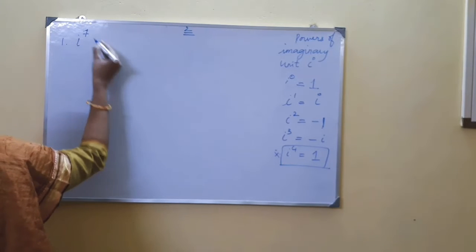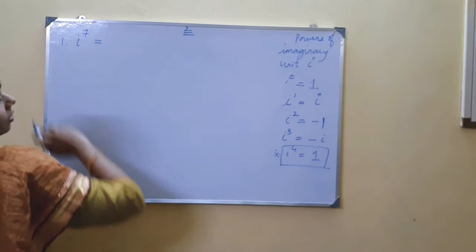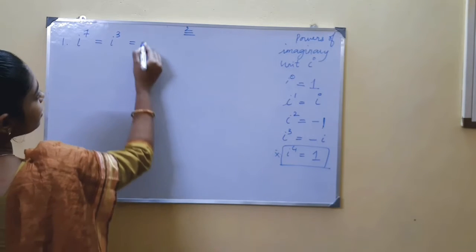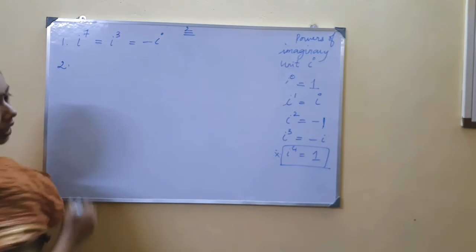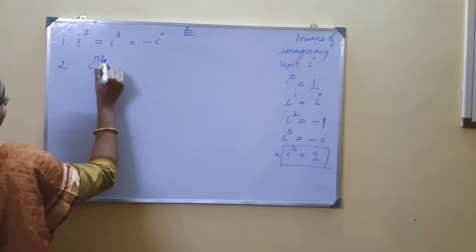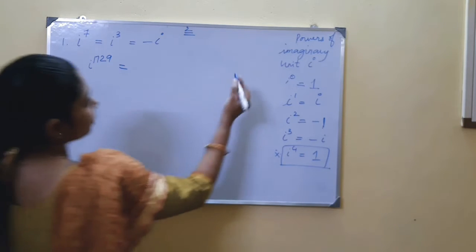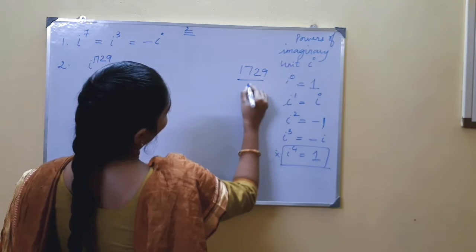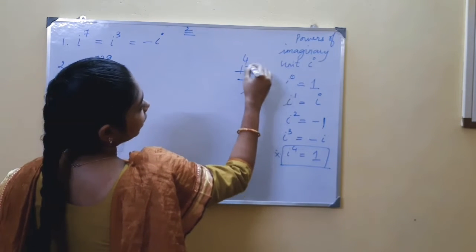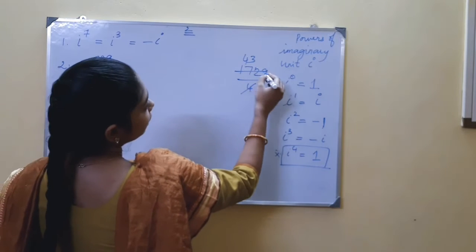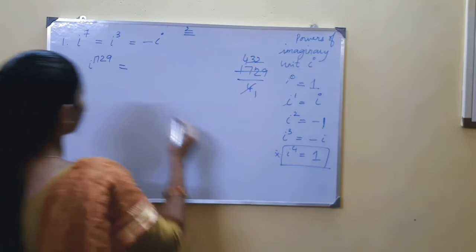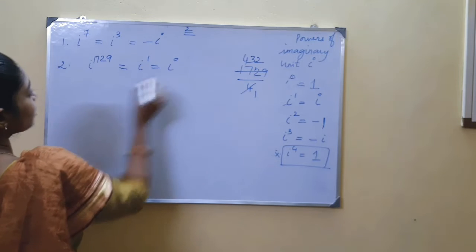First problem, i power 7. When 7 is divided by 4, what is your remainder? You will get 3. i power 3 value here is minus i. Now second problem, what is the value of i to the power 1729? You want to divide this by 4. 1729 divided by 4. 16, 4 times, remainder 1. 12 is 3 and 9 does not come in 4 table. So remaining will be 1. i to the power 1, so the value is i.